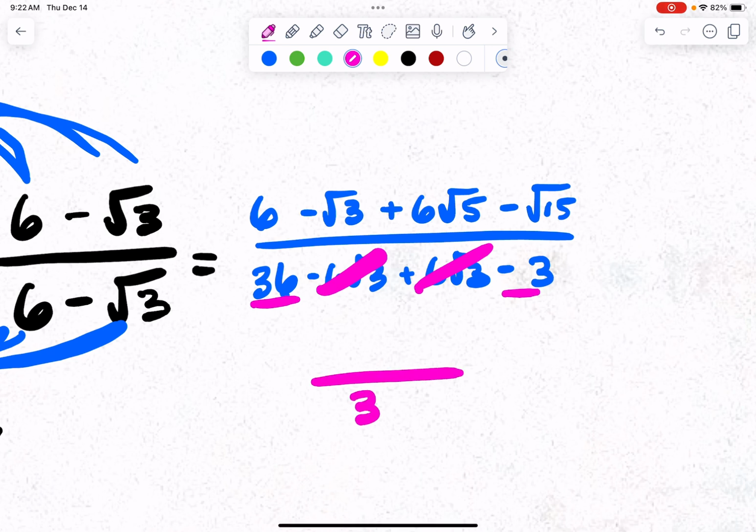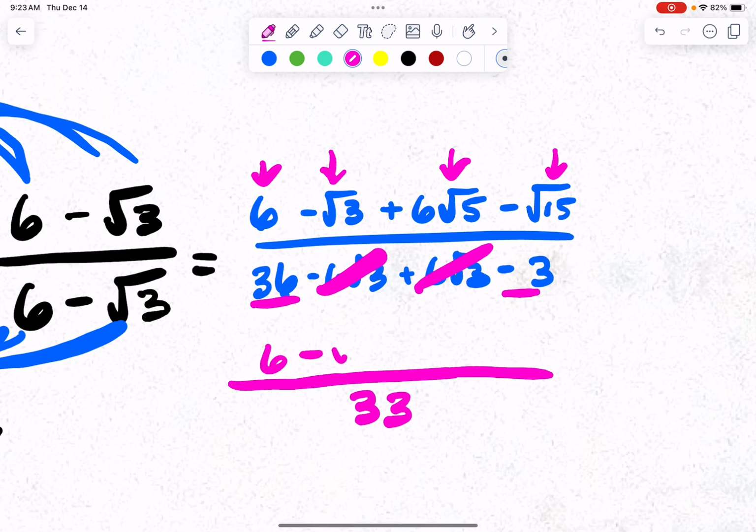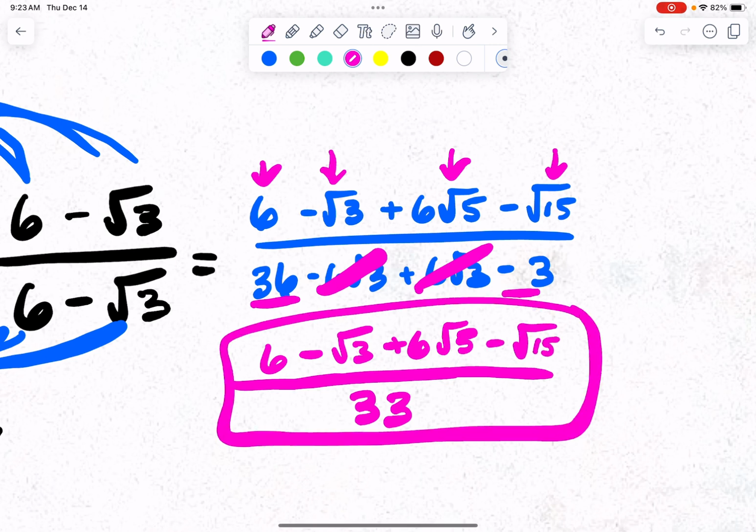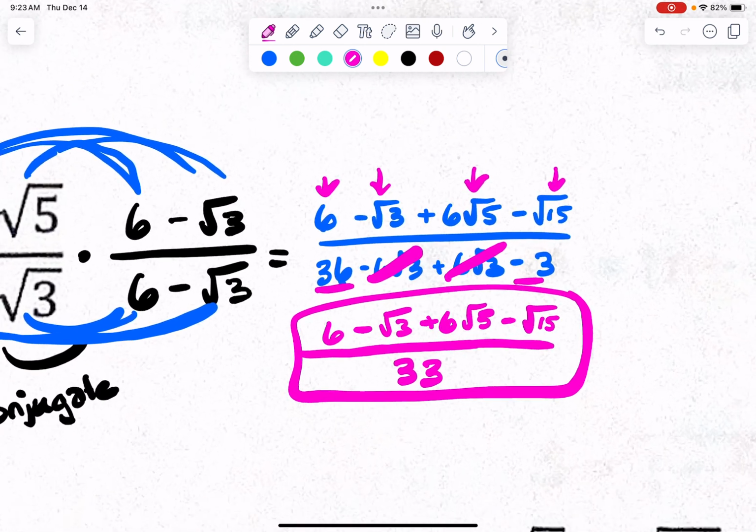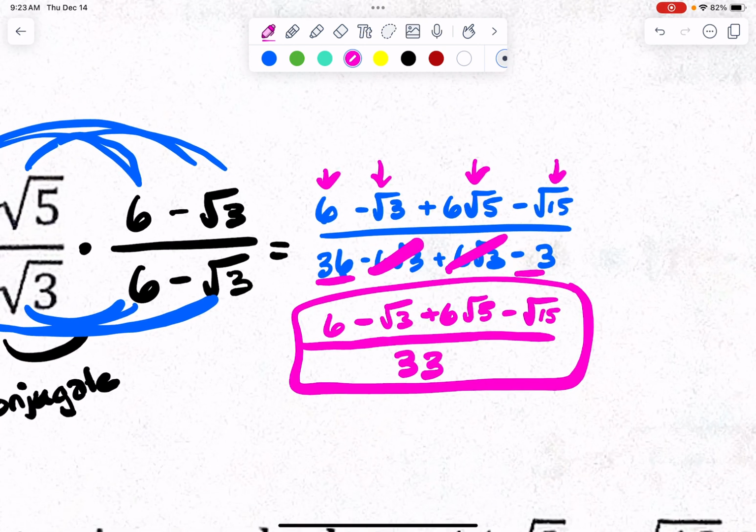So it is 33 on the bottom, and none of the terms on the top, there's 4 of them, will combine. So my top is 6 minus the square root of 3 plus 6 square roots of 5 minus the square root of 15. It's hard to know what order to go in. Typically you want to put them in descending order of the variable, but those don't really have an order. If you put them in the wrong order, they're technically not wrong. So that is that.